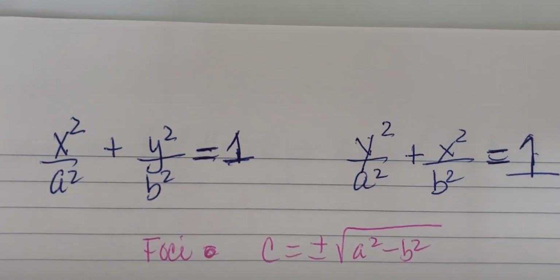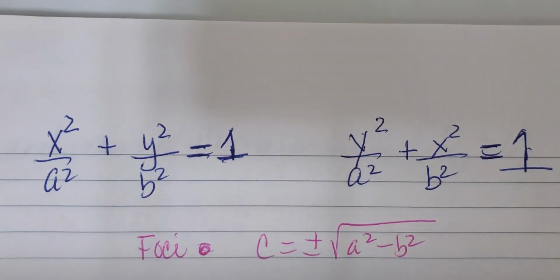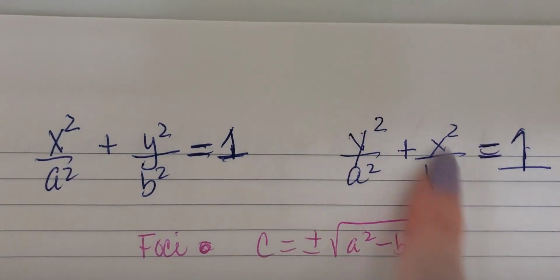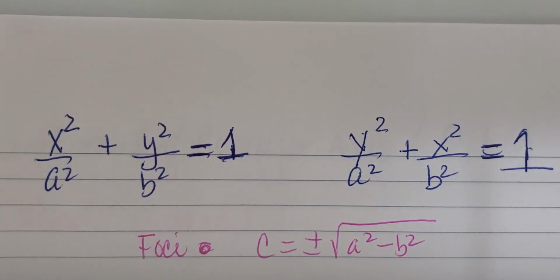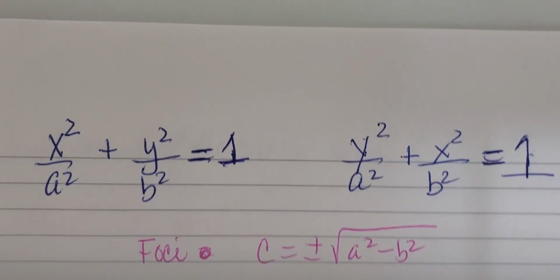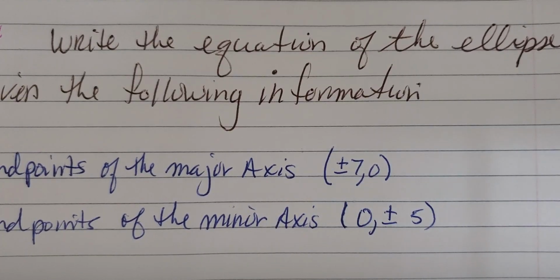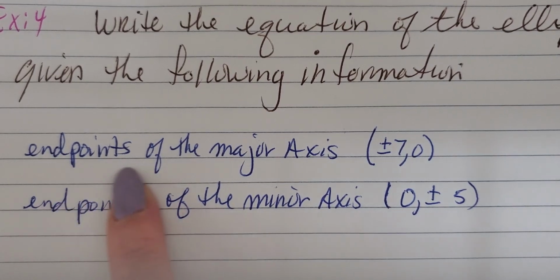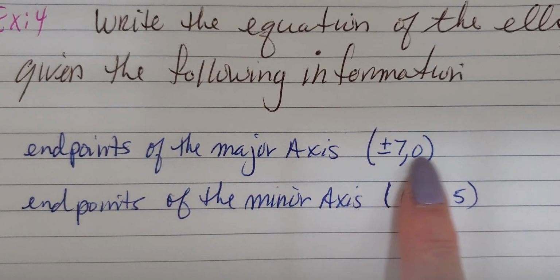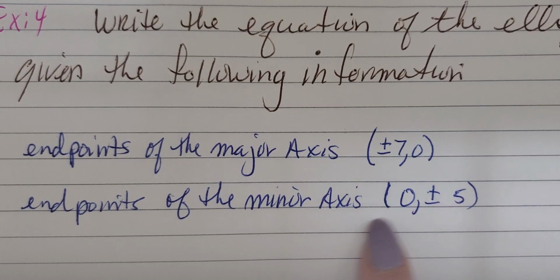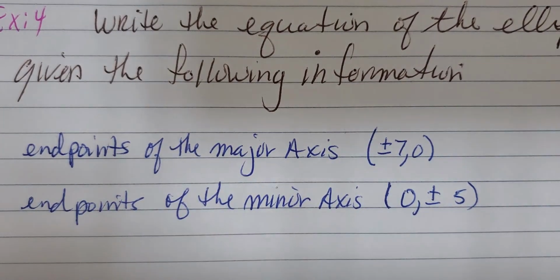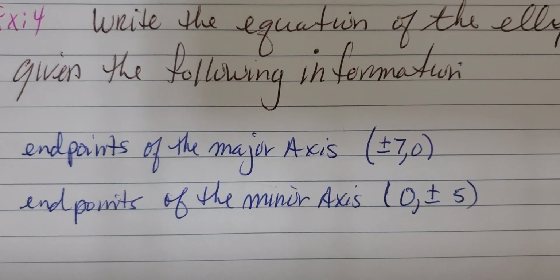All right, so wrapping it up, here's all your nifty little formulas. Okay? Here's what we're going to do. We are going to write the ellipse given the following information. Write the equation of ellipse given the following information. Here's what I know. Endpoints of the major axis are positive and negative 7, 0, and the endpoints of the minor. Now this is totally up to you. Remember, I'm going to keep these centered around the origin, so I'm not going to be moving them.